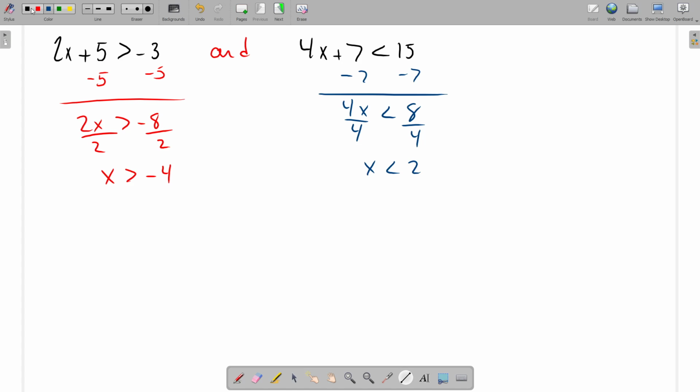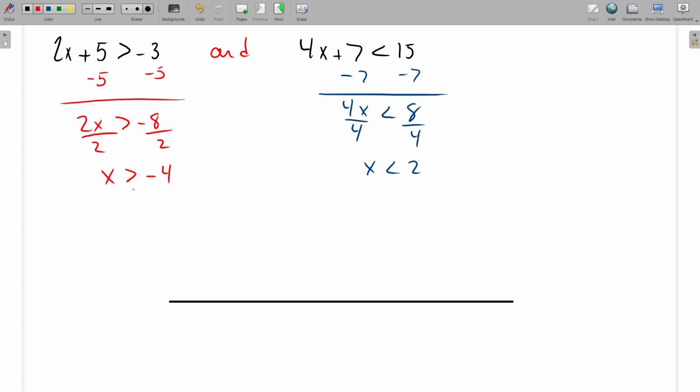Alright, so what do we do from here? Well, we need to graph them. We want to graph both of our solutions on the same number line. So looking at the left solution where we have x is greater than negative 4, if I put negative 4 on the number line, it's greater than, not greater than or equal to, so I'm going to put an open circle, right? And greater than means I have all of the numbers to the right.